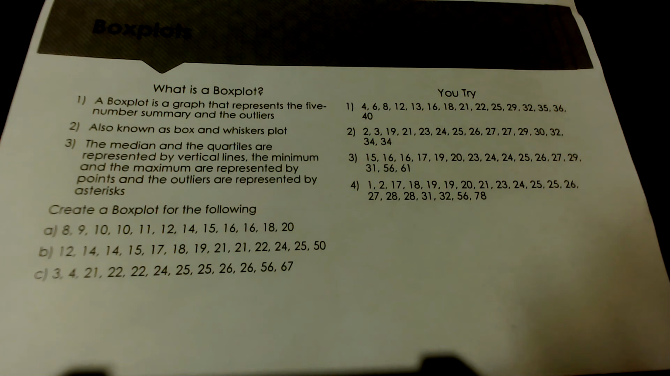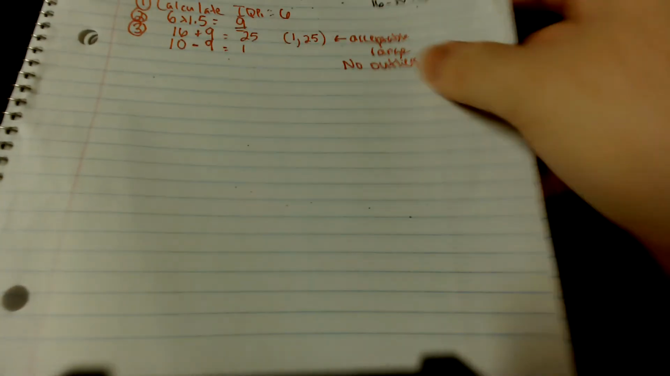But the median and the quartiles are all represented by vertical lines. The minimum and the maximums are represented by points, and the outliers are represented by asterisks. So we're going to take all the ones that I've already calculated, and we're turning them into box plots. So here's the very first set of data that we calculated here.